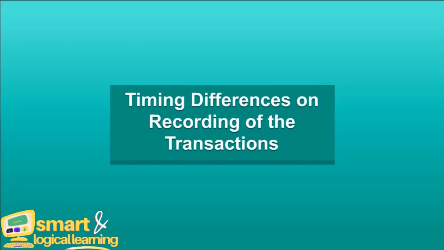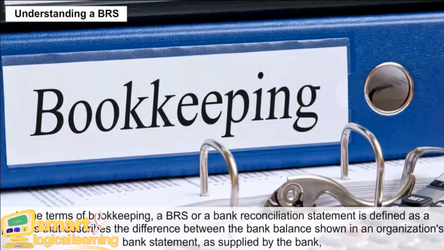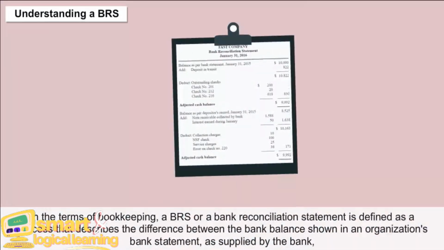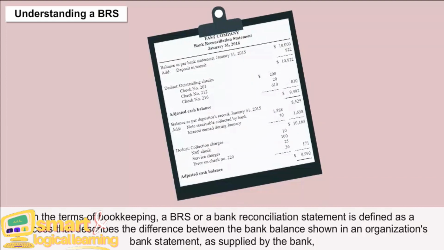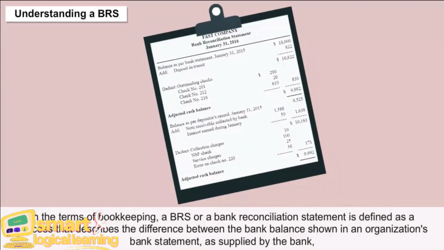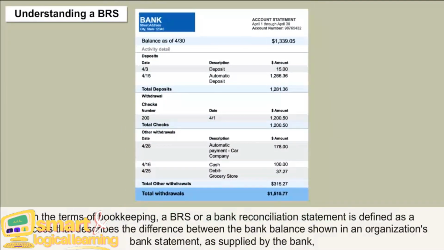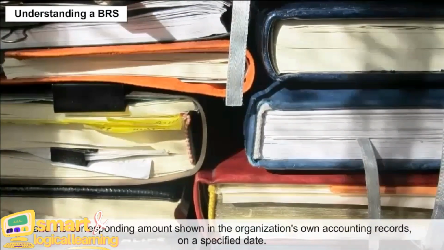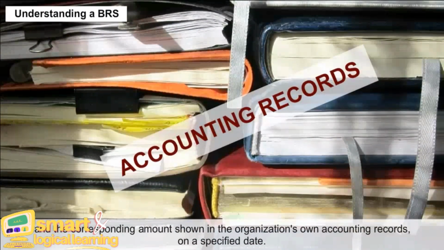Timing differences on recording of the transactions. Understanding a BRS. In the terms of bookkeeping, a BRS or a bank reconciliation statement is defined as a process that describes the difference between the bank balance shown in an organization's bank statement as supplied by the bank and the corresponding amount shown in the organization's own accounting records on a specified date.